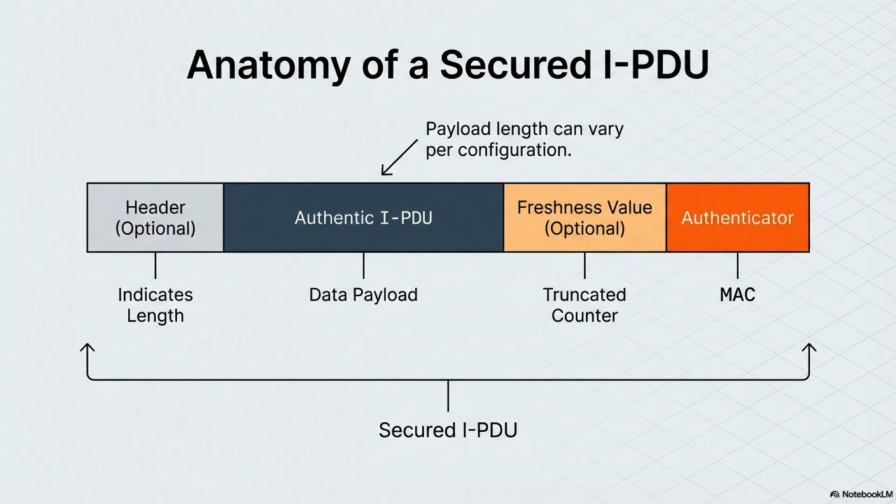It starts with an optional header for length, followed by the actual data payload. After that, we append a truncated freshness counter and finally the MAC, or authenticator. Together, these pieces form what we call the secured IPDU.